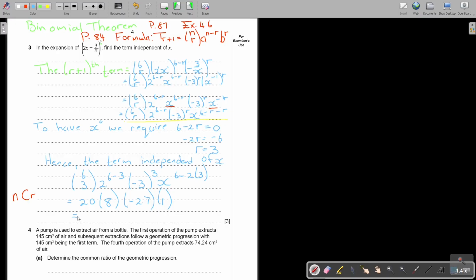And then I just take my calculator again and multiply it, and I get negative 4320. I don't know why I wrote it; I thought I had to write another thing. So negative 4320 is the term which is the constant, independent of x. Let's look at the exam report.